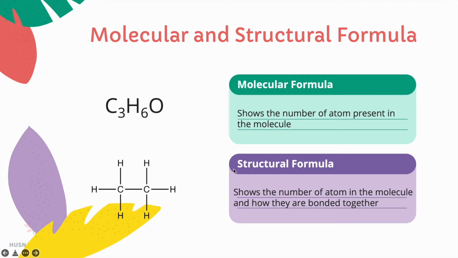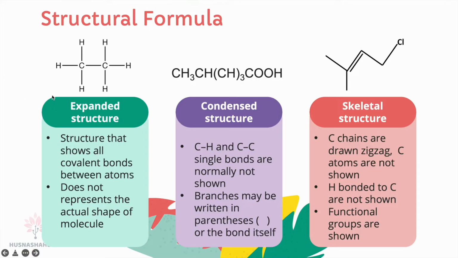That is structural formula. But the molecular formula, with these 3 carbon atoms, doesn't show how these 3 carbon atoms are connected together, and it doesn't show how the hydrogen atom and oxygen atom are connected with the carbon. That is the difference between molecular formula and structural formula. There are 3 types of structural formula: expanded structure, condensed structure, and skeletal structure.